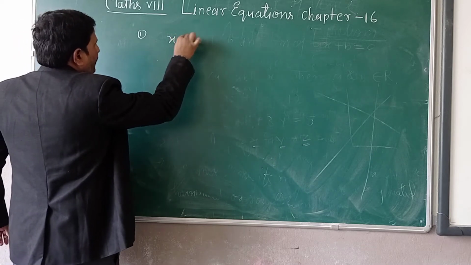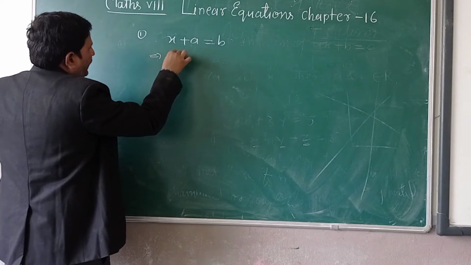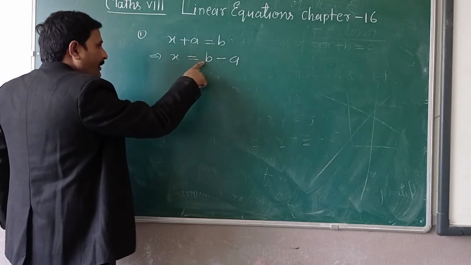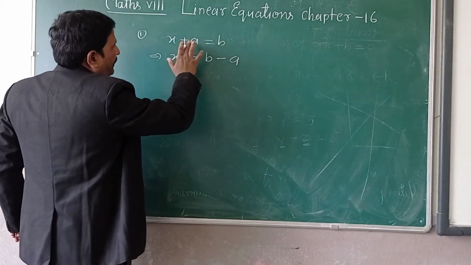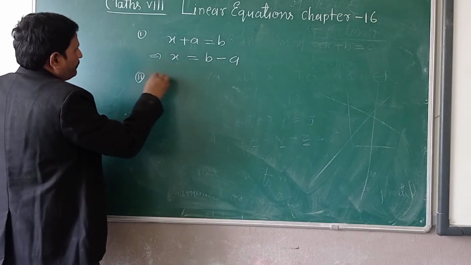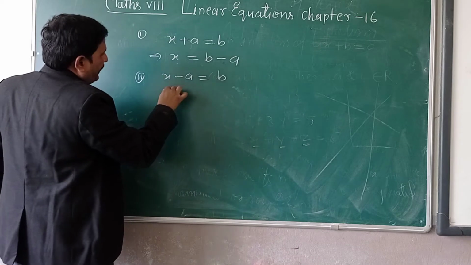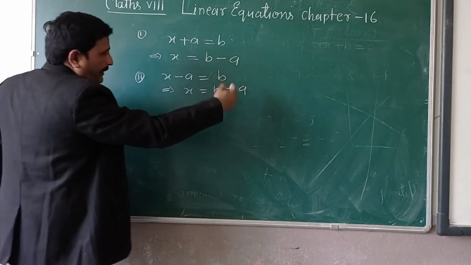If x plus a is equal to b, this implies that x is equal to b minus a. This term will remain here. When you transpose the term, plus a converts into minus a. Second, x minus a is equal to b. This implies that x is equal to b plus a. Minus on that side becomes plus.